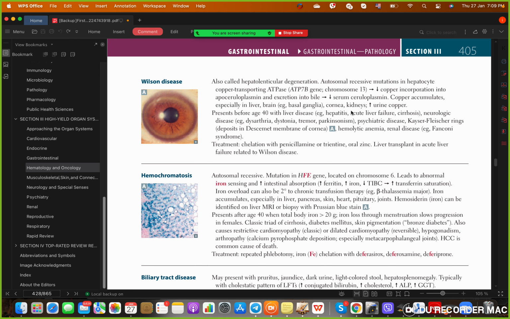Okay, the patient can also have kidney dysfunction and an increase in the urine copper. It presents before age 40 with liver disease like hepatitis, acute liver failure, and cirrhosis. Keep in mind, all of the liver problems are due to free radical injury due to the Fenton reaction. Neurological disease, because of the basal ganglia of course, such as dysarthria, dystonia, tremor, and Parkinsonism can occur.